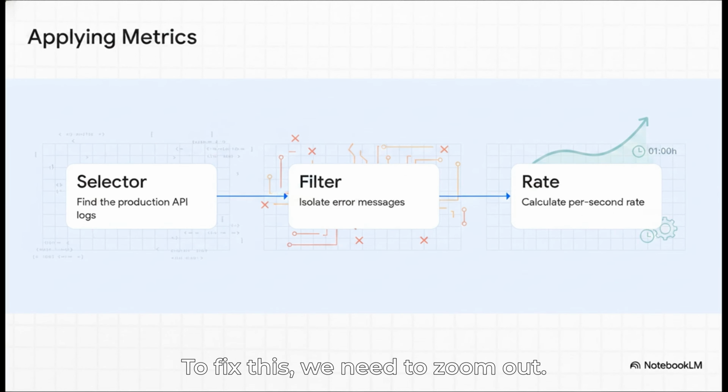To fix this, we need to zoom out. We take our filter and wrap it in a metric function. Specifically, we apply a rate function over a 1-hour interval. This completely transforms our chaotic text into a clean per-second measurement of errors.